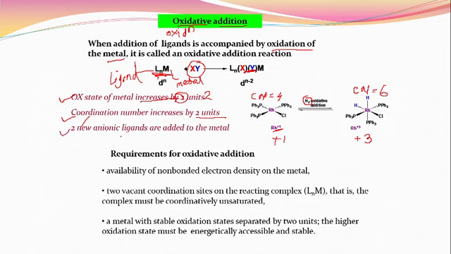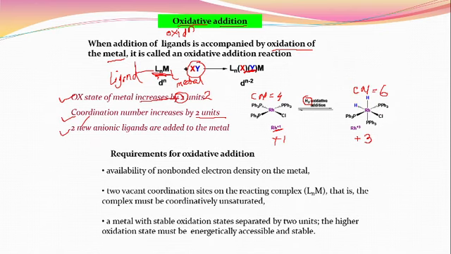The third condition is that 2 new anionic ligands are added to the metal. Here there are 2 hydrogens attached separately to the rhodium. It is not H2 attached to the rhodium; there are 2 hydrogens attached to the rhodium. That's why 2 anionic ligands are attached to the central metal, and that's why this is called an oxidative addition reaction. This is very important.